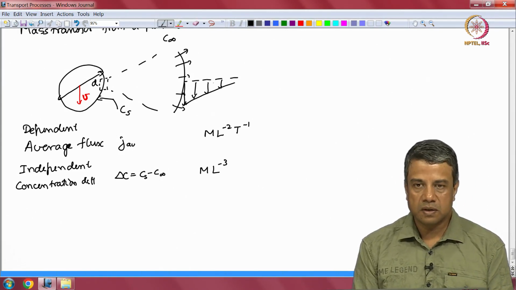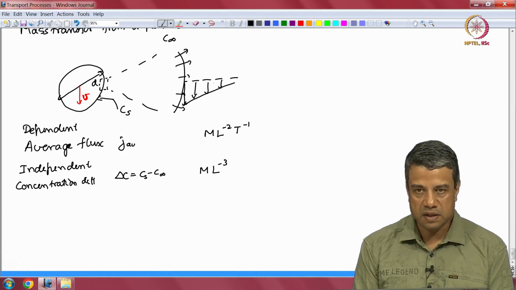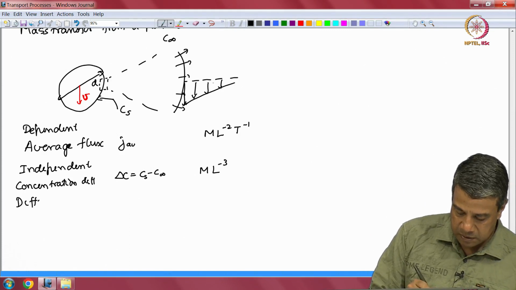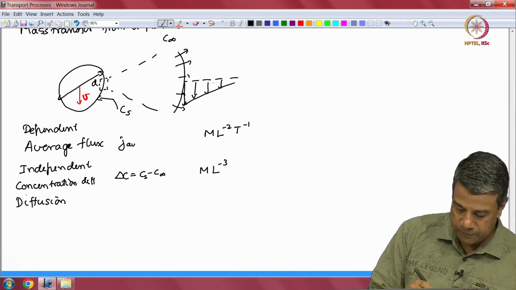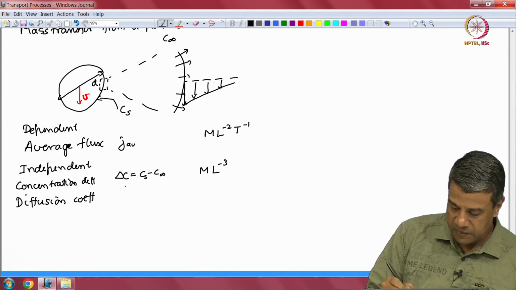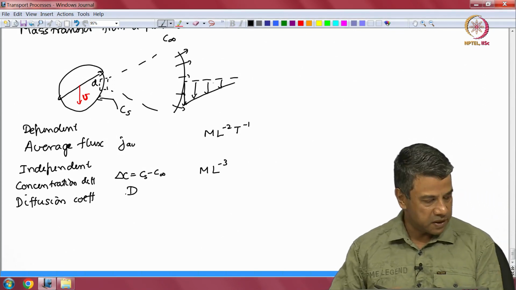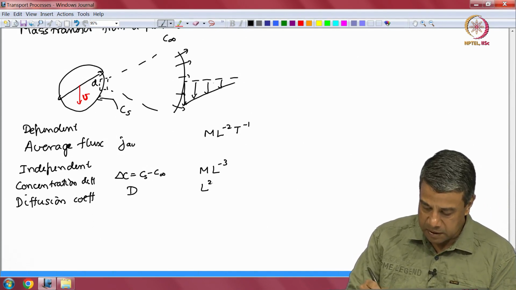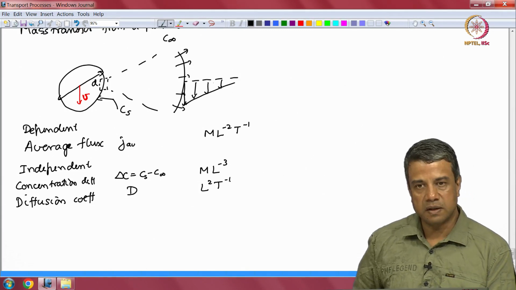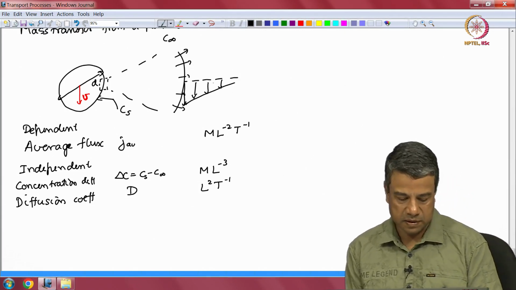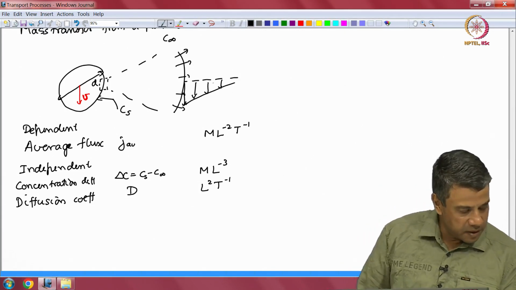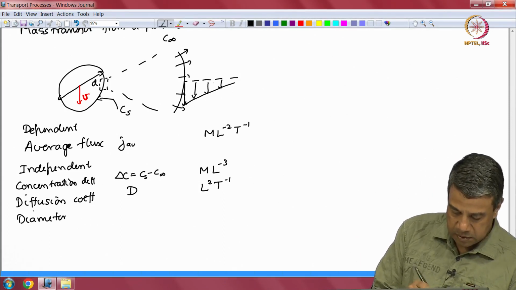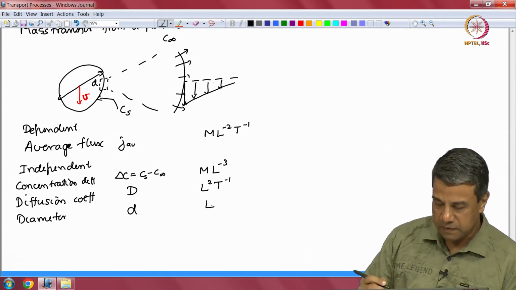The transport due to the concentration difference is due to diffusion. So, obviously, the diffusion coefficient is a parameter. D, the diffusion coefficient, is a parameter, and that diffusion coefficient has dimensions of length square T inverse, as we calculated when we did dimensional analysis. And of course, the particle diameter D also has to be a parameter. It has dimensions of length.